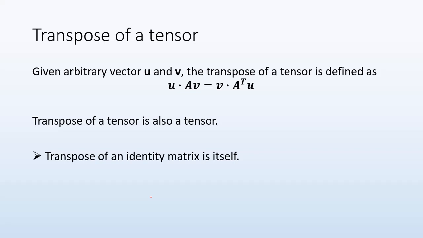So the transpose of a tensor is also a tensor. The transpose of an identity matrix is that matrix itself. And you can actually prove that the transpose of an identity matrix is itself by just replacing A with I, and you can do it on your own.